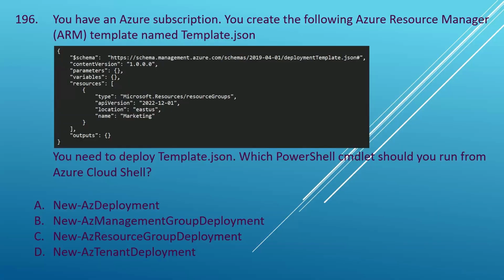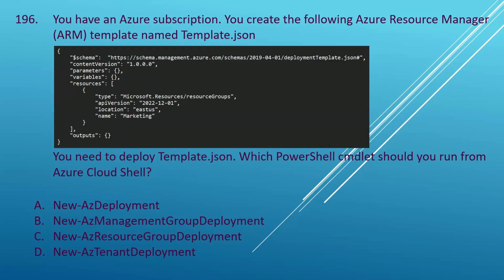This is question number 196 of the series. You have an Azure subscription. You create the following Azure Resource Manager template named template1. You need to deploy template.json. Which PowerShell cmdlet should you run from the Azure Cloud Shell?